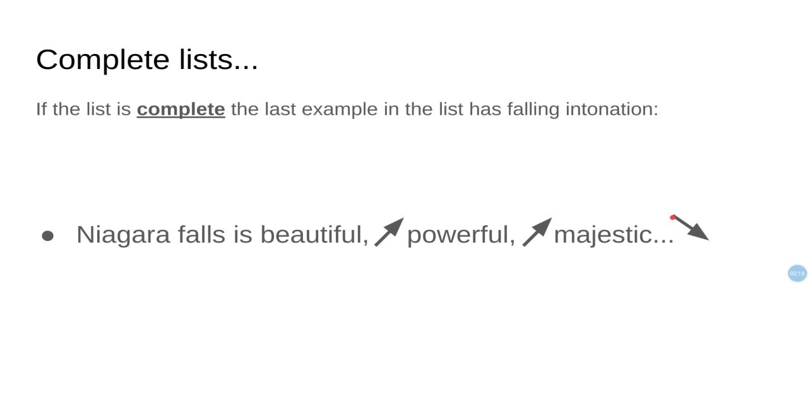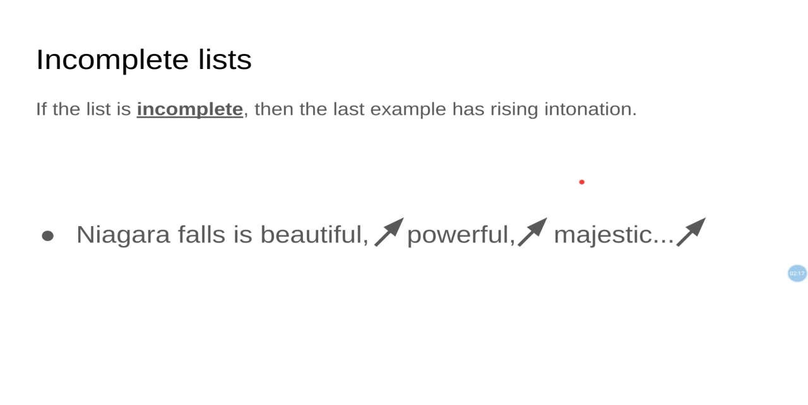Okay, on the other hand, for incomplete lists, if the list is incomplete, then the last example has rising intonation. Okay, so Niagara Falls is beautiful, powerful, majestic. See, it doesn't go down, it goes up.